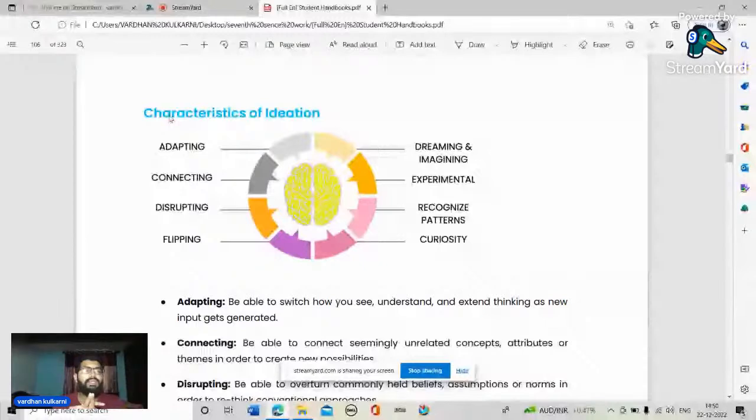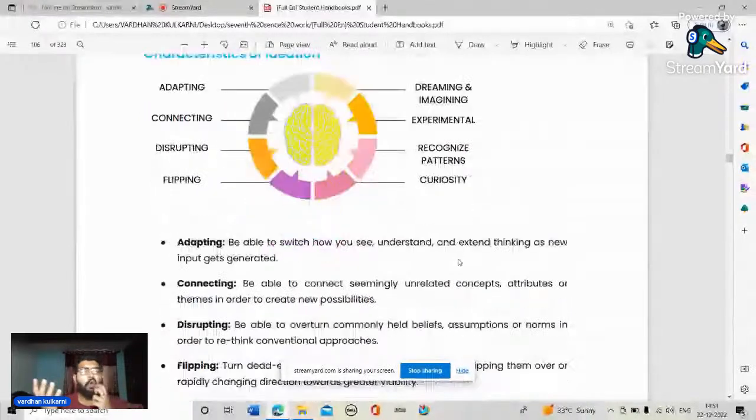And disrupting is overturning all the beliefs or assumptions, or the norms, or rethinking conventional approaches. For example, if I say you have to use this particular device for an hour, what if I rethink it? Should I give this device to you to use for an hour? Will that be helpful for you? And flipping is turning dead ends and deadlocks into opportunities.